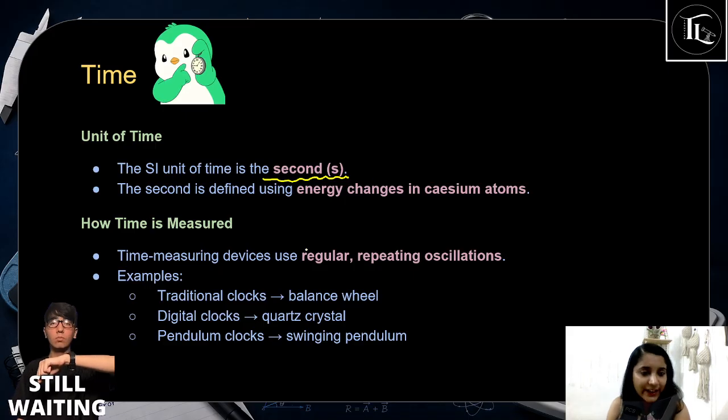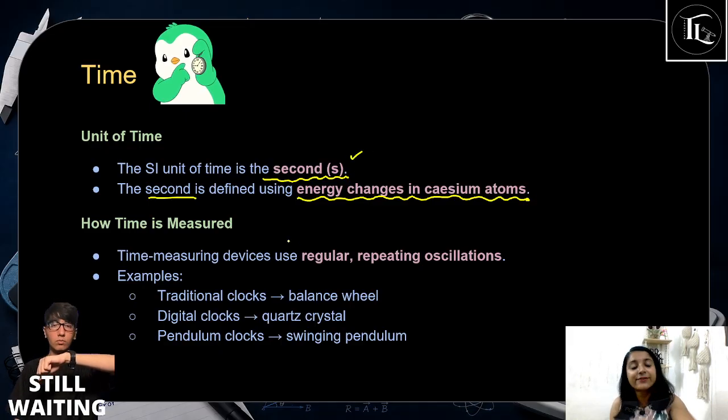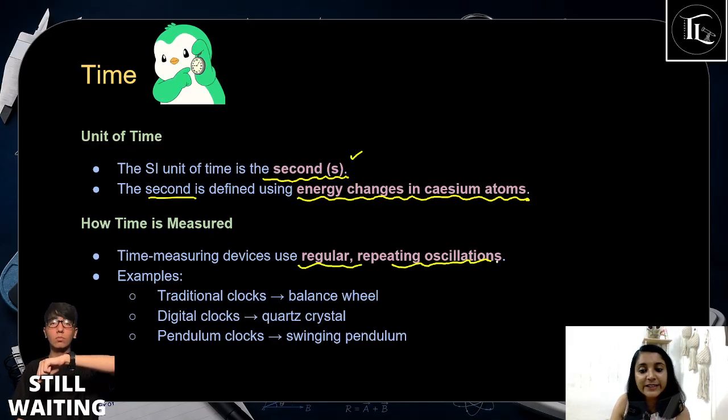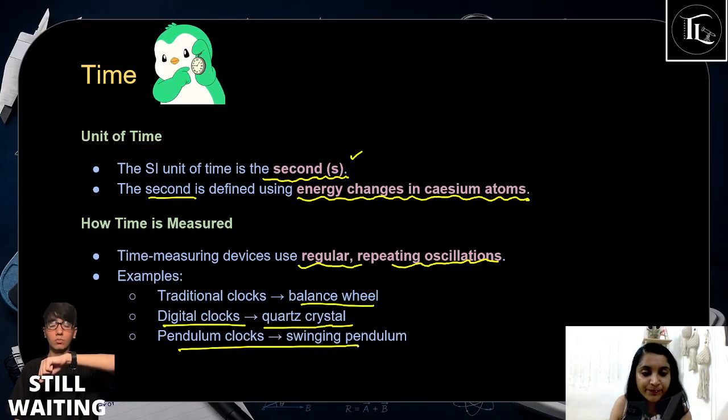And how do we actually define it? A second is defined using energy changes in cesium atoms. We don't need to remember that. This is the main thing. And then how is time measured? There are several devices, right? And these devices can use regular or repeating oscillations like we see in the pendulum clocks. In older times, there used to be those big clocks with the pendulum, which is swinging like this. So that's a pendulum clock. Traditional clocks also use the balance wheel, or the digital clocks use a quartz crystal.